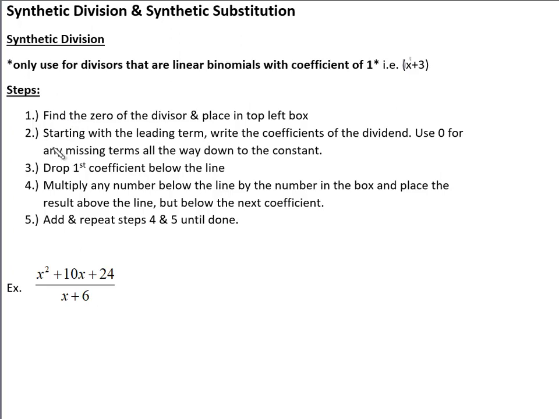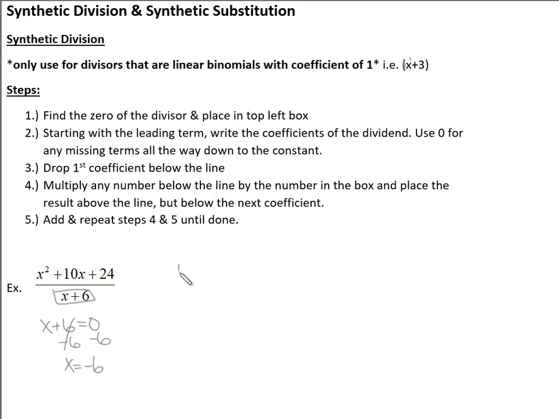Okay, so we're going to follow these steps and do an example at the same time so they make sense. Our first step says find the 0 of the divisor and place it in the top left box. The divisor is what we're dividing by. This is my divisor, and we want to find its 0. So I take my divisor and set it equal to 0 to find what value of x makes it 0. You probably did this quickly with those quadratics before. You know it's the opposite sign, so -6 is my 0.